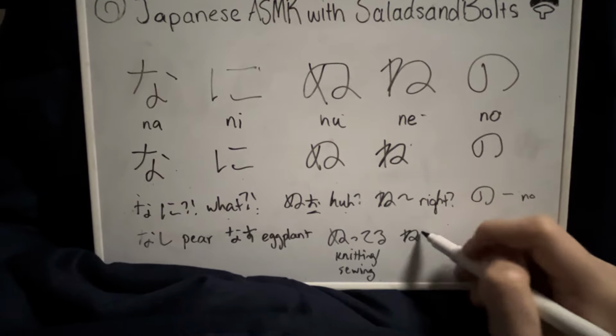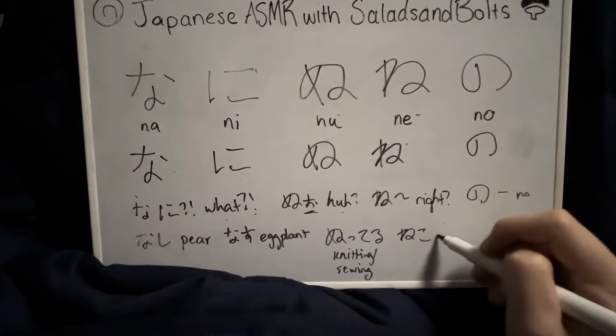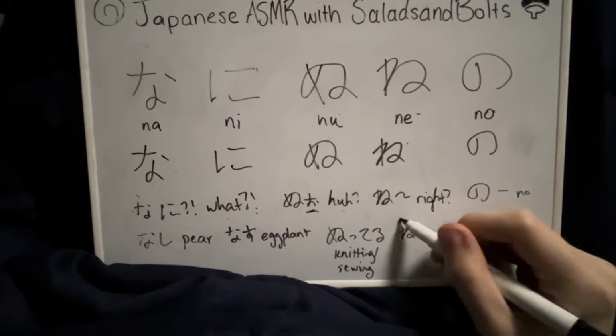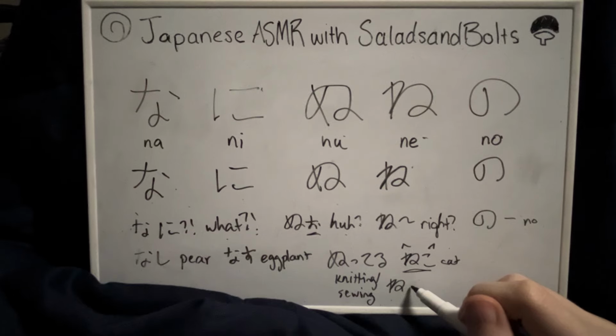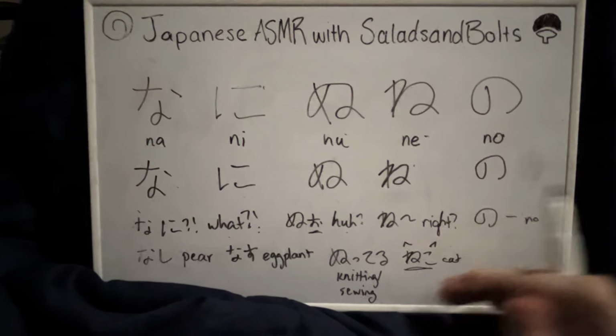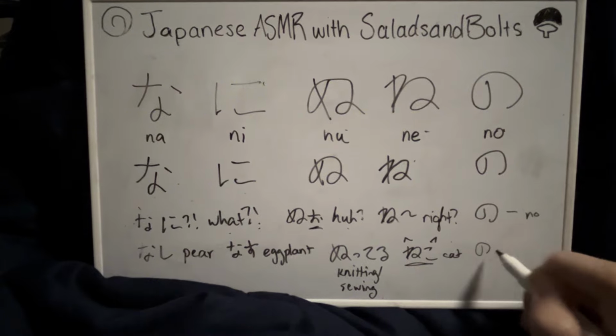Neko. I said it before I let you read it, but anyway. Cat. You'll definitely hear that a lot. You probably already know that word. I can't think of anything else for ne, so I'm just gonna go with that.